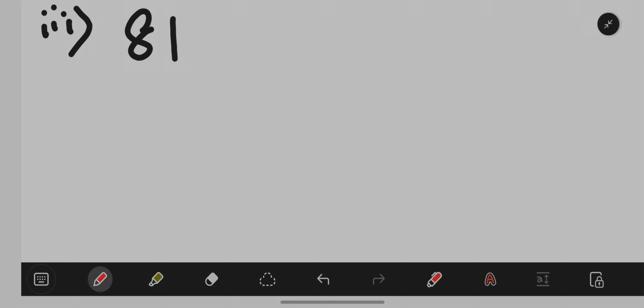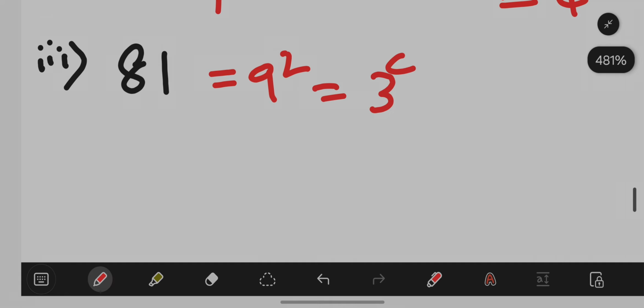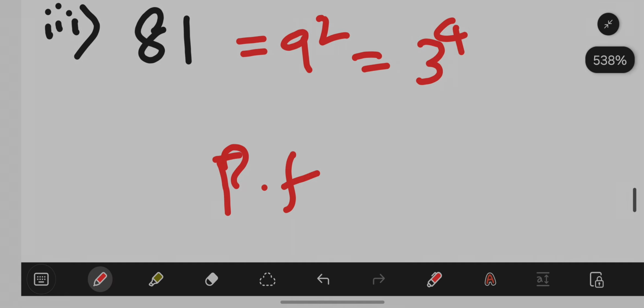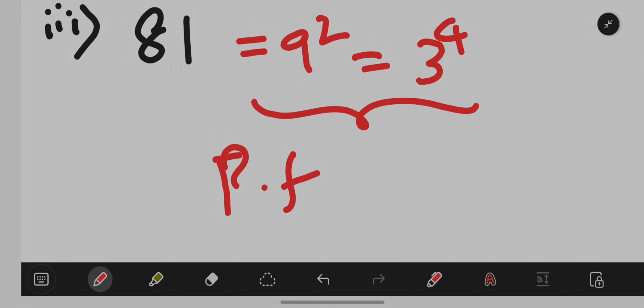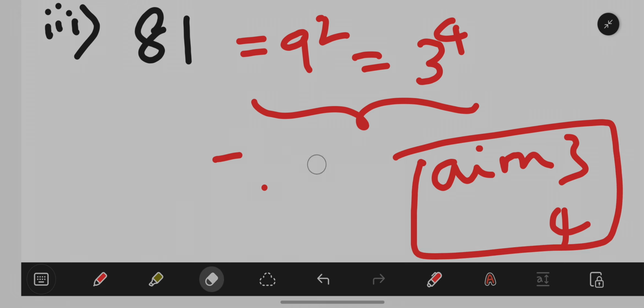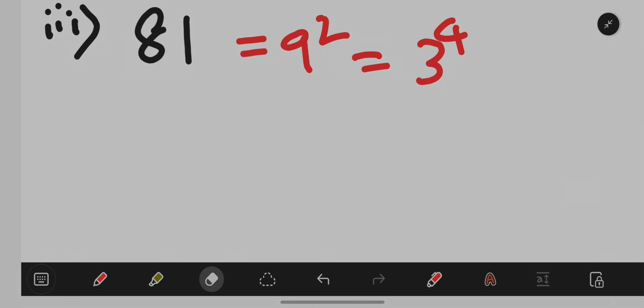81 can be written as 9 square. And 9 can be written as 3 square. So 3 square whole square is 3 power 4. So now how you have to do is do the prime factorization. After learning the next two lessons, I'm sure you can write it in this way very easily. You also can do it in this way, but not right now. Right now the only method you can do is prime factorization.